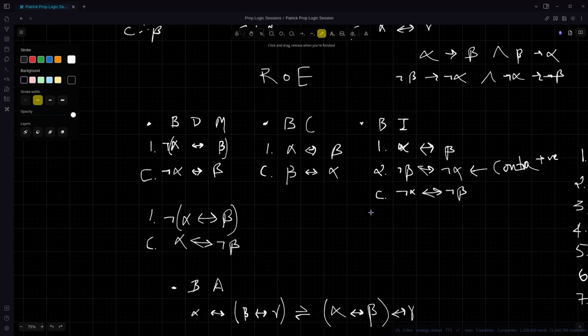For example, alpha if and only if beta, that's one form. Beta if and only if alpha, that's another form. Not alpha if and only if not beta, that's the third form. And not beta if and only if not alpha, that's the fourth form. So all four of these forms are logically equivalent. But that's not true of conditionals, because in the conditionals, two of them are logically equivalent to each other, but they are not logically equivalent to the other two. So that's something worth noting.